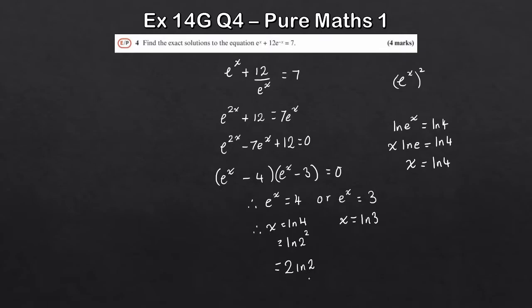Remember, ln, if you've not come across this just yet, that's just log base e. It's just a nice logarithm that we use. Makes life much easier essentially. So that's that first question done. Let's take a look at the next one.